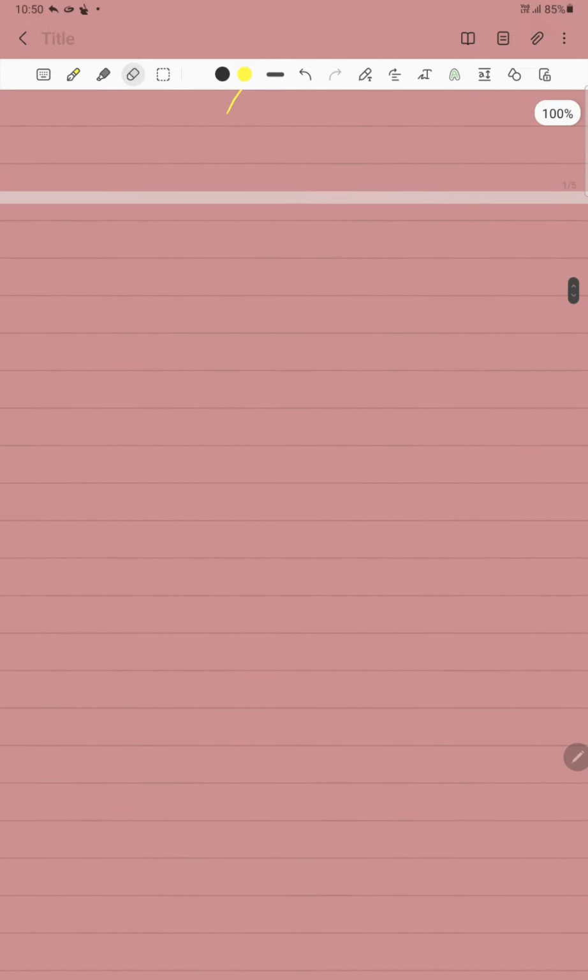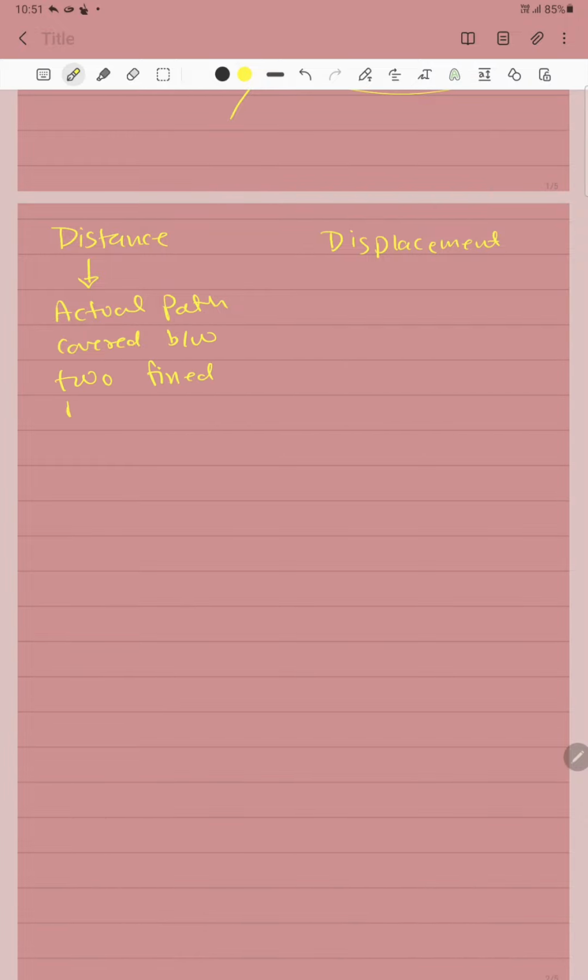Okay, now after that I define two basic terms: what do you mean by distance and what do you mean by displacement. These are basic terms, maybe you can also define them very easily. See, what do you mean by distance? It is the actual path covered between two fixed points, right?